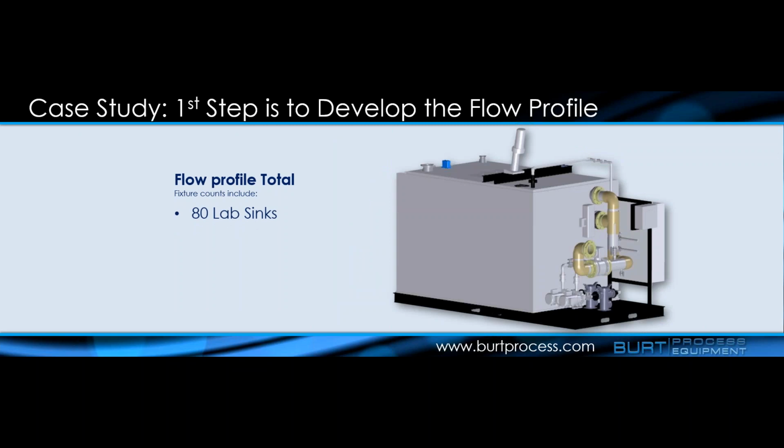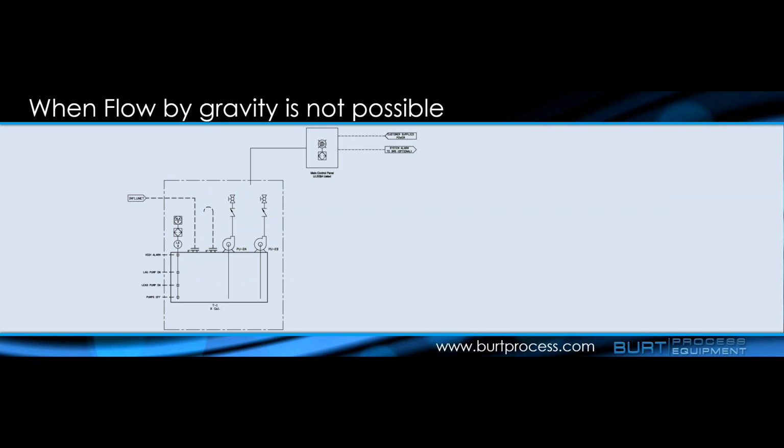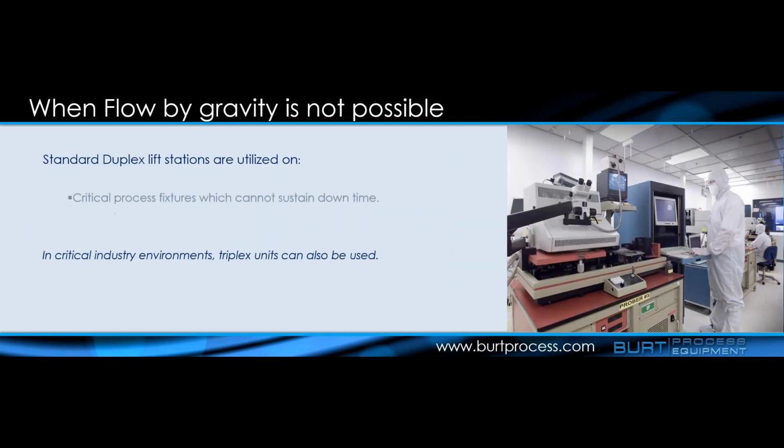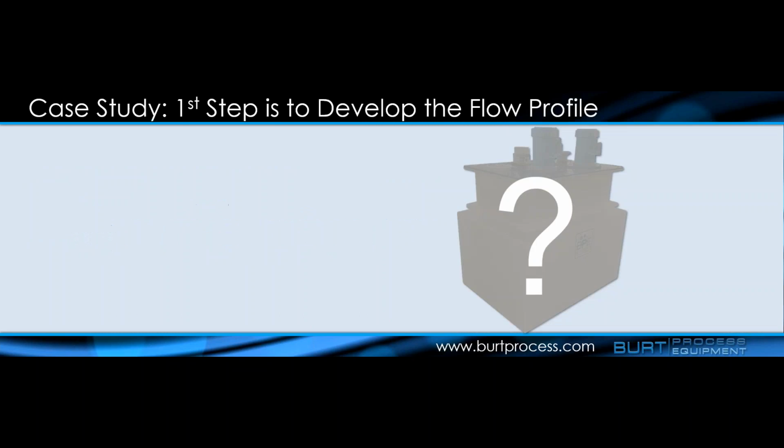And then you have a lift station. Those you have to size differently, because you have to size them based on the maximum flow, unlike in your drainage situation. So looking at one example here, we have 80 lab sinks, 5 glass washers, and 10 autoclaves in our fixture count profile.